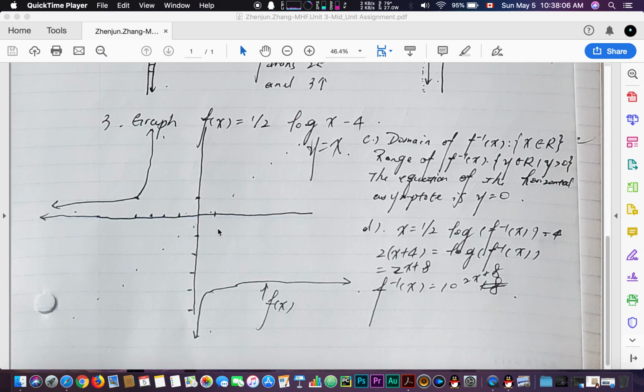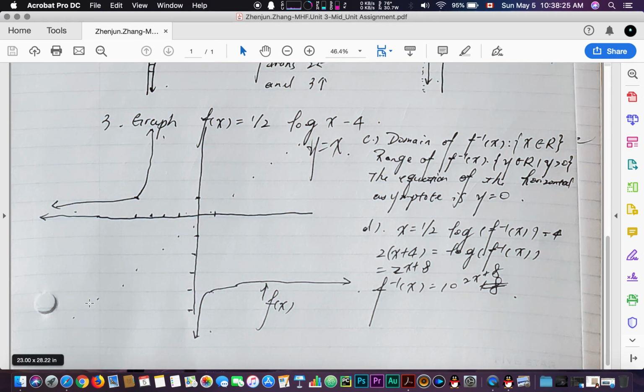And then for question number 3, graph the function f of x equals 1 divided by 2 log of x minus 4. Graph the line y equals x on the same grid. Okay, this is y equals x. 1, 1, 2, 2, 3, 3, 4, 4. That's right here. And then graph the inverse function f to the power negative 1 of x by reflecting f of x in the same line, y equals x.